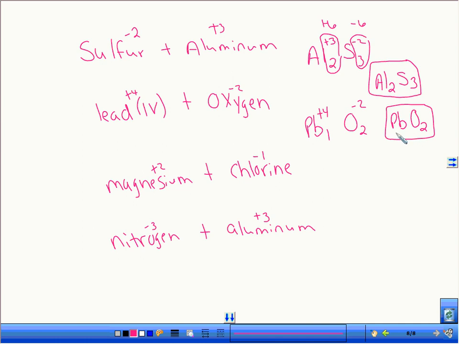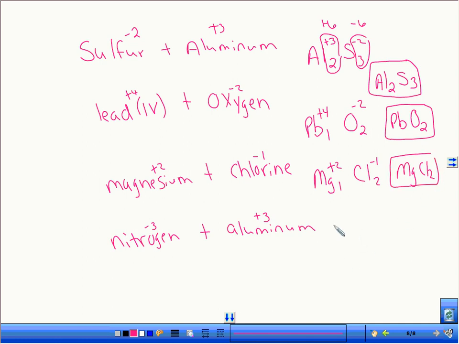We don't put a 1. So there's PbO2. For magnesium, it's a plus 2. Chlorine is a minus 1. The common number that they'll both go into is 2. This will go into 2 one time, and this will go into 2 two times. So it's MgCl2.